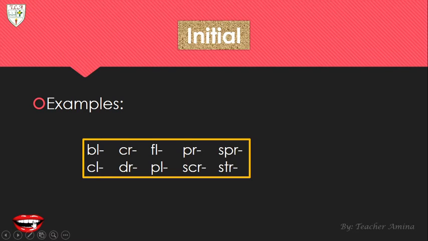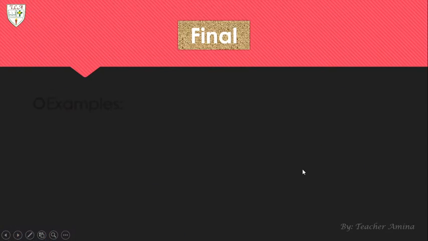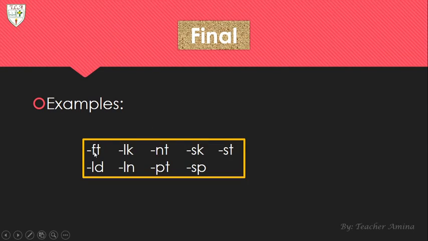Okay, another one, the final blend. We have examples of lf, ld, lk, ln, and so on. When you see a line, it means that another set of letters that make up the word is attached on that.